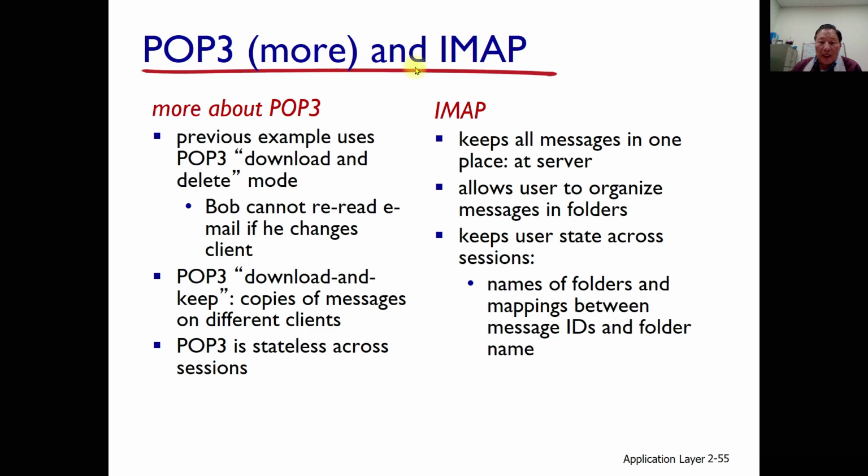POP3, a little more about that, and then we can compare with IMAP. The previous example uses POP3 download and delete mode. There are two modes. One is download and delete mode, and another one is download and keep mode. First, let's look at this one. Download the email contents to my PC. After that, it will be deleted on the server. That is called download and delete.